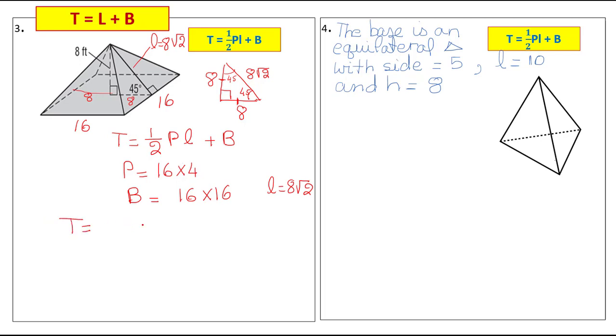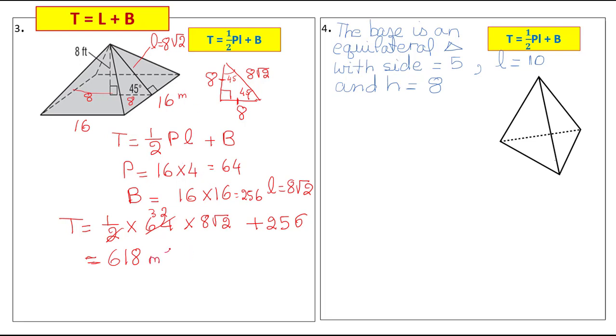Then I have here all of the information that I need. So T is equal to half multiplied by P, which is 16 by 4, multiplied by L, which is 8 root 2, plus the area of the base, which is 256. And we put all of this on the calculator. This will give me 618 nearly, okay? And we put our units here. I didn't give you any units. Let them be meters. Meter squared.